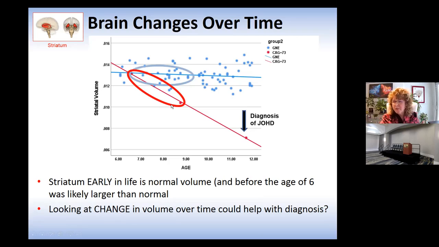So this makes us think, is it possible that if we were to get serial MRI scans on children who are at risk for Huntington's, and if we saw a slope like this, if we saw a change in striatum volume, could we at that point pull the trigger on a genetic test, even though they didn't have any motor symptoms? It's something that's important to think about, something that we need to work with in the community, with the neurologists who are taking care of these kids.